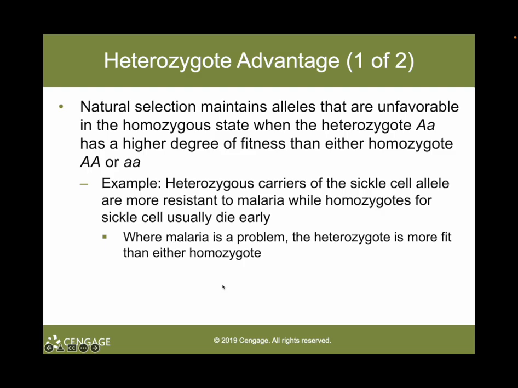The mutant allele for sickle cell produces an altered hemoglobin that deforms or sickles the red blood cells, making them more likely to form dangerous blockages in capillaries and to be destroyed in the liver, the spleen, or bone marrow. People who are homozygous for the sickle cell allele usually die at an early age if medical treatment is not available. Heterozygous individuals carry alleles for both normal and sickle cell hemoglobin.